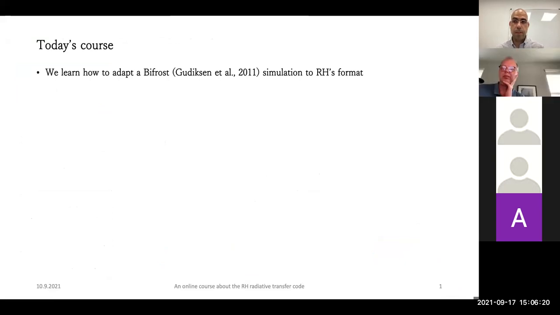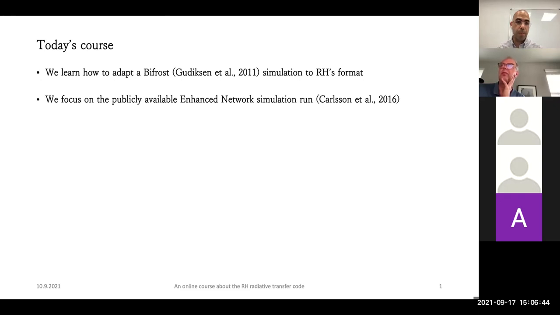In today's class, we will learn how to adapt a Bifrost simulation to RH format. As we said, this is a very useful simulation code that has been producing 3D MHD models since a while ago, and in my case, I have used it a lot. So I think it's very convenient to learn how to do it for this case, but everything that you learn today can be applied to other codes or to other simulation runs.